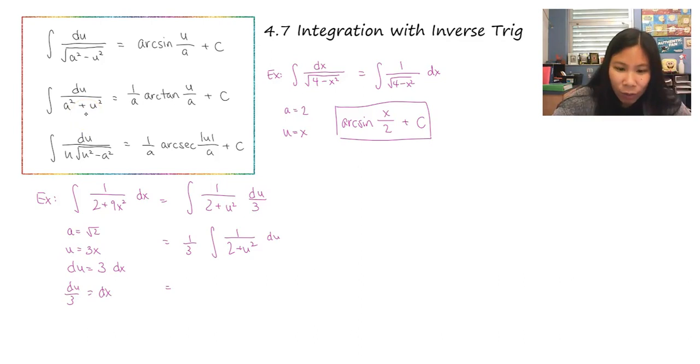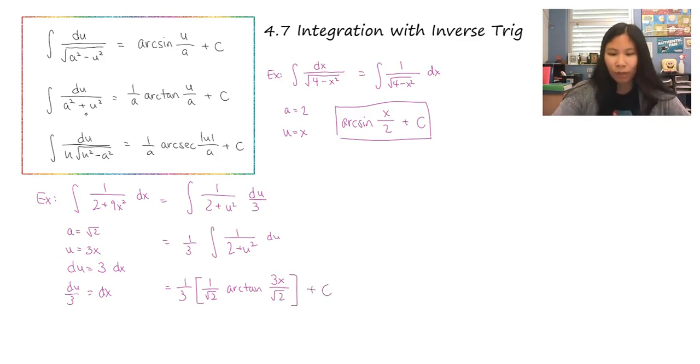And now it's pretty much in that same form as our original formula. So now I can use the formula, so I still have that 1/3 in front. 1 over a for us would be 1 over the square root of 2. Arctan u is 3x over a, which was root 2, plus c. All right, so just simplifying this out, because I have that 1/3 in front, I just need to multiply it out. So this would end up being 1 over 3 root 2 arctan, and this is a common mistake here.